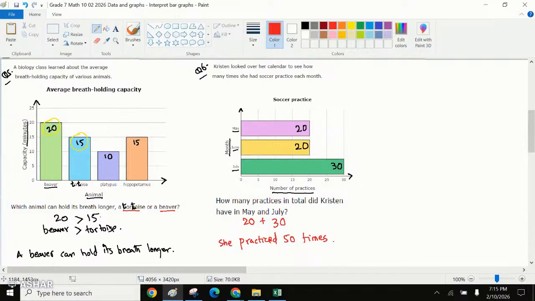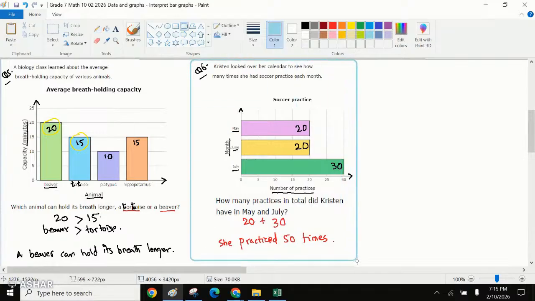Agreed? We can write any statement: in the 2 months she practiced 50 times. In May and July she did 50 practices. The sentence can be different, but the answer would be 50, right? Moving ahead to the next question.